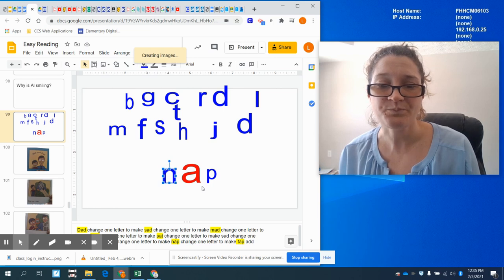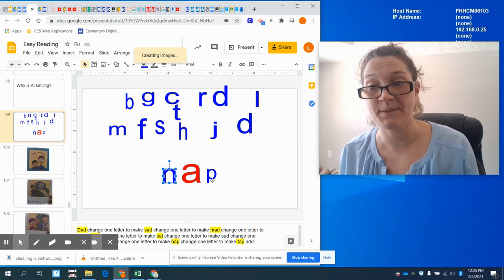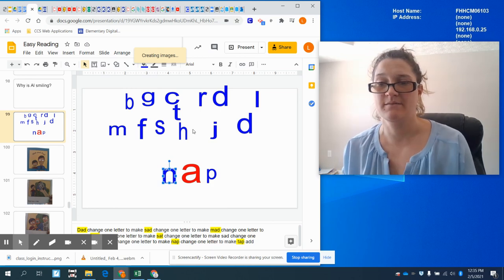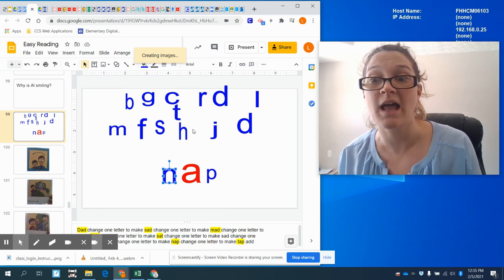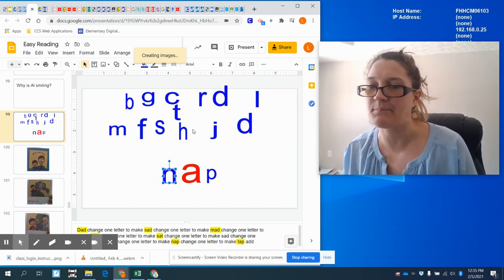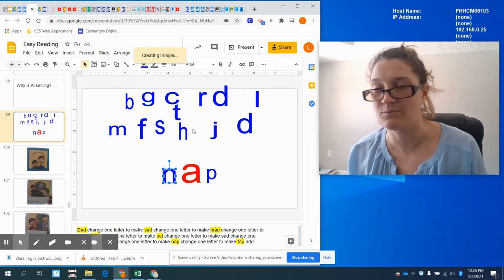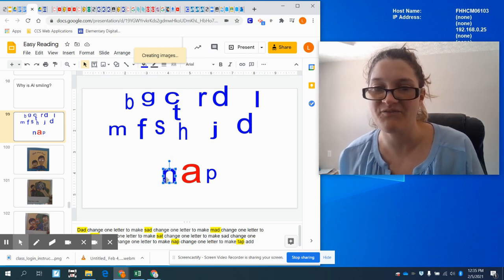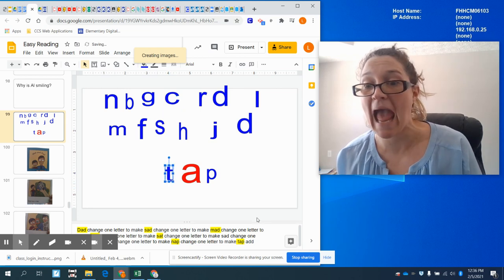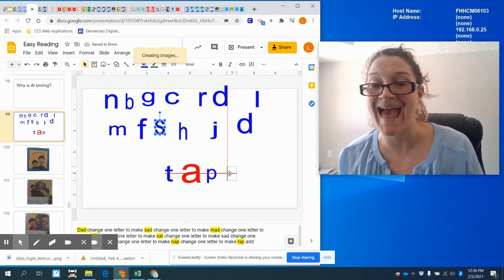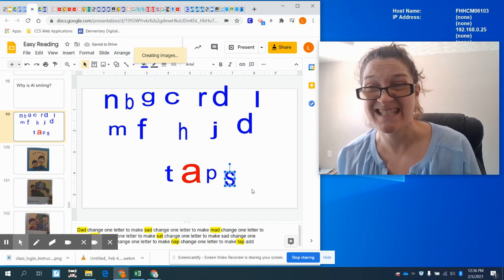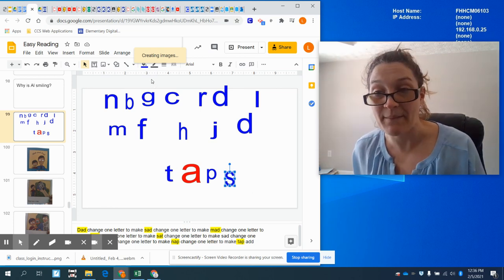Nap. All right, our last word before we get started reading, we're going to make the word tap. We're going to change one letter to make the word tap. Go ahead and put it in the chat or in the box. Perfect. You should have tap. And if we add an S to the end of this word, it is now taps, which means you're tapping more than one time.